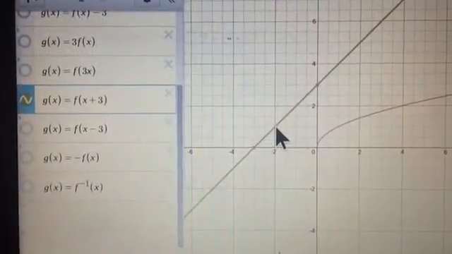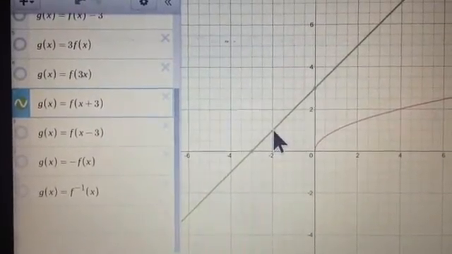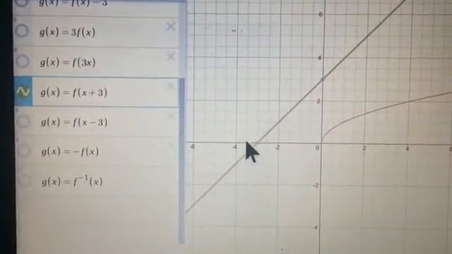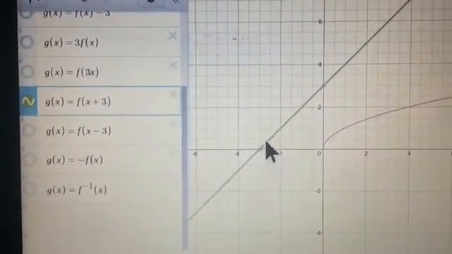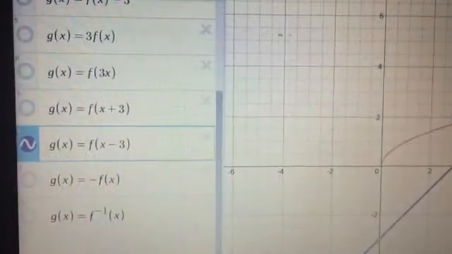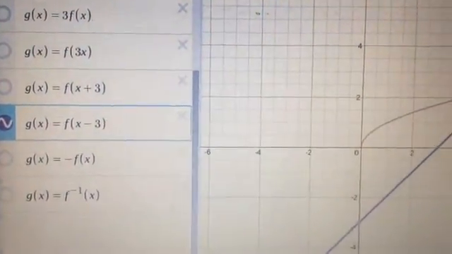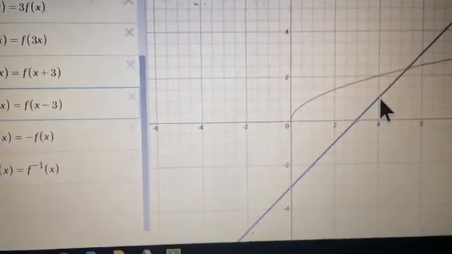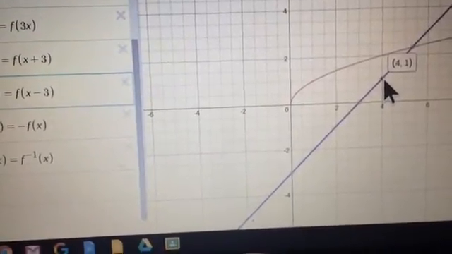Okay, so when you plug in g of x equals f of the quantity x plus 3, the plus 3 in the parentheses makes the point move left on the x-axis, and the new point is negative 2 comma 1. When you plug in g of x equals f of the quantity x minus 3, there's a horizontal shift right 3 units, which causes a new point to be 4 comma 1.